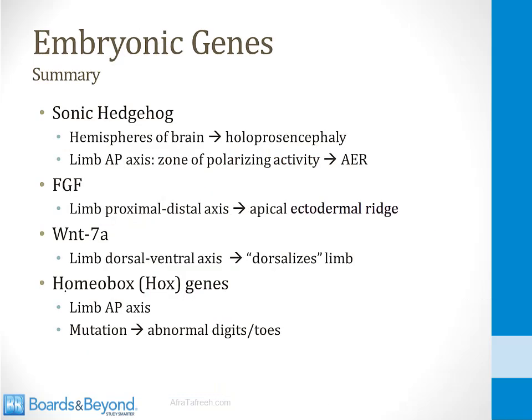I'll finish with this summary slide of the key genes that you should know for the Step 1 exam. The sonic hedgehog gene is important for normal development of the hemispheres of the brain. Abnormal function of the sonic hedgehog gene can lead to holoprosencephaly. This gene also has a key role in normal development of the limb along the anterior to posterior axis. This gene is active in the zone of polarizing activity, which influences the apical ectodermal ridge.